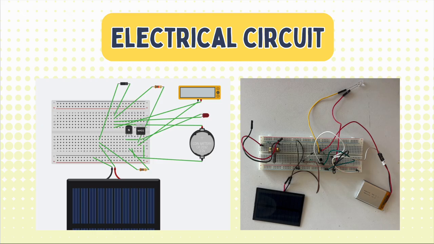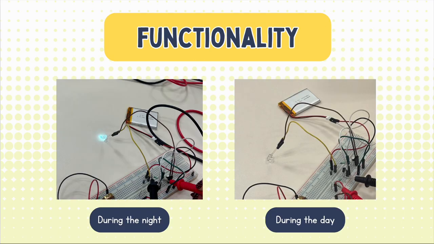Now this is our electrical circuit, and on the left we have the model using Tinkercad, and on the right we have the real circuit. This is how it worked during the night. The LED was supposed to be on, and during the day it was supposed to be off.